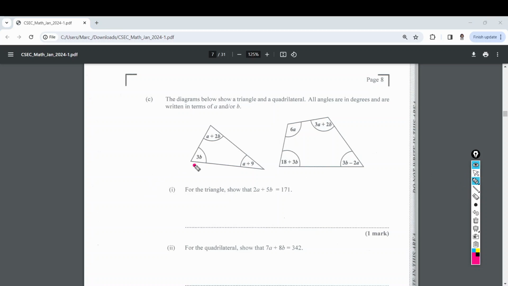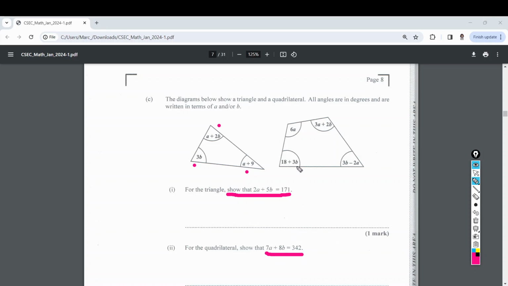Yeah, we need to add this 3b right here. We need to add this a plus 9. And we need to add this a plus 2b and set it equal to 180. That's how we're going to solve this question, because it says show that 2a plus 5b is equal to 171. And for the quadrilateral as well, guys, it says show that 7a plus 8b is equal to 342.